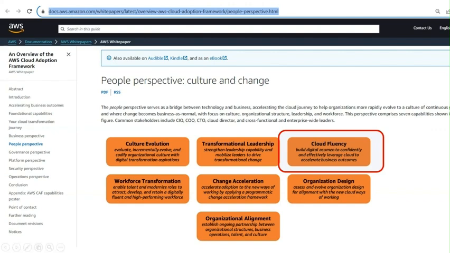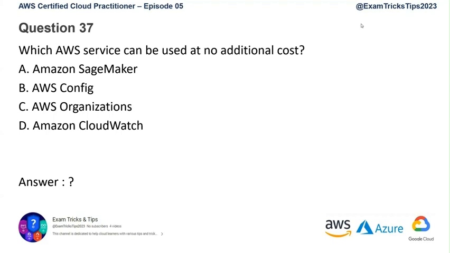So that's the answer for question number 36. Answer is C, cloud fluency. Question number 37. Let's cover this one now. Which AWS service can be used at no additional cost? Please read your question, mark your keywords here.